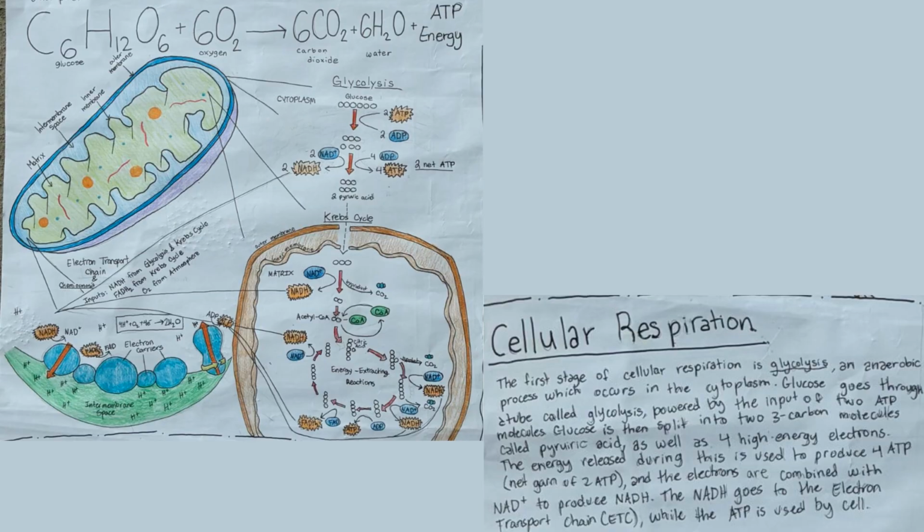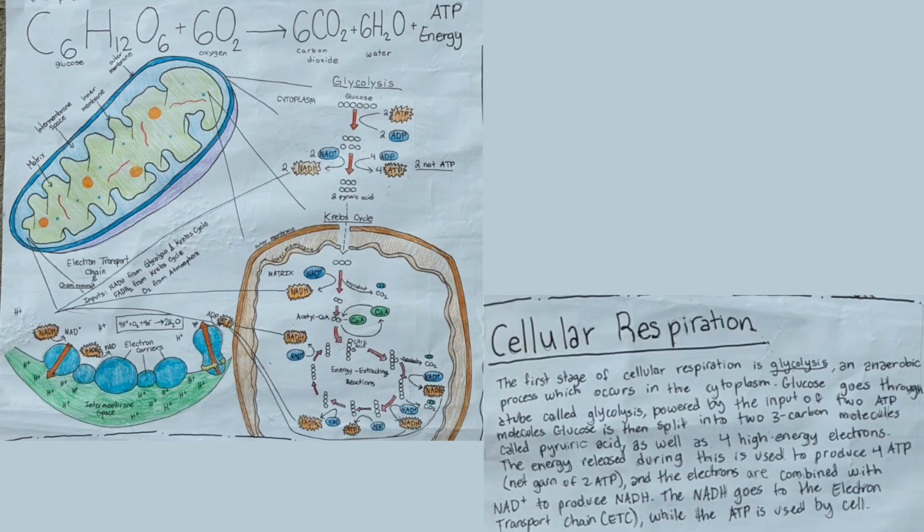Next up is cellular respiration. Cellular respiration is a process through which cells can obtain ATP in the presence of oxygen. The equation is C6H12O6, which is glucose, plus 6O2, which is oxygen, reacts to form 6CO2, carbon dioxide, plus 6H2O, water, plus ATP energy. As you can see, cellular respiration occurs in organelles called mitochondria.